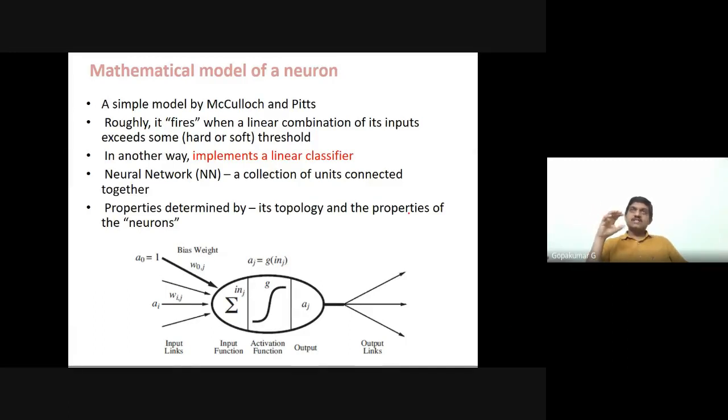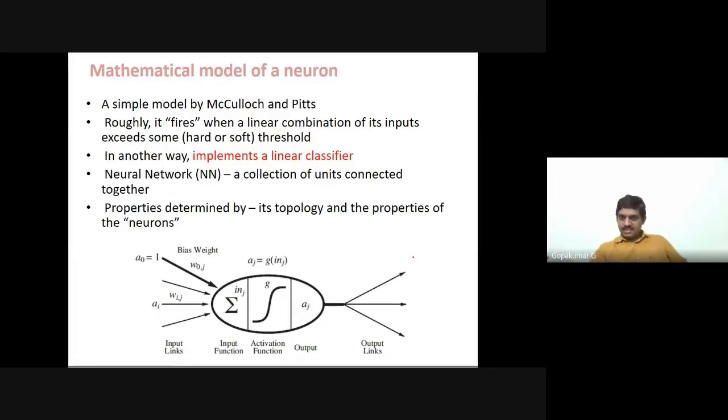We are assuming that a linear combination of inputs is coming to a neuron. Whenever the combination of inputs exceeds a particular threshold value, whether it's a hard threshold or a soft threshold, then your neuron will fire. That means the neuron will generate an output, and that output will go as the input of the other neurons.